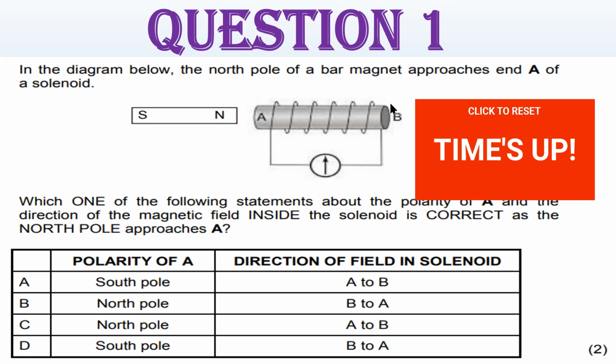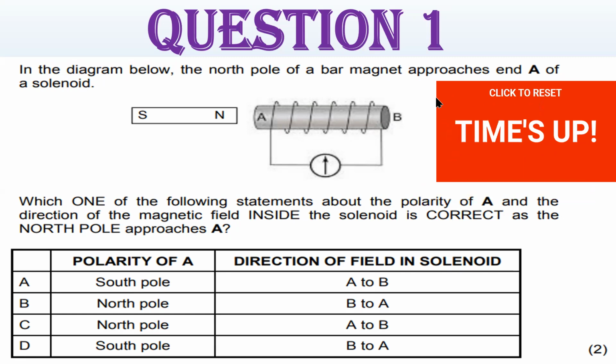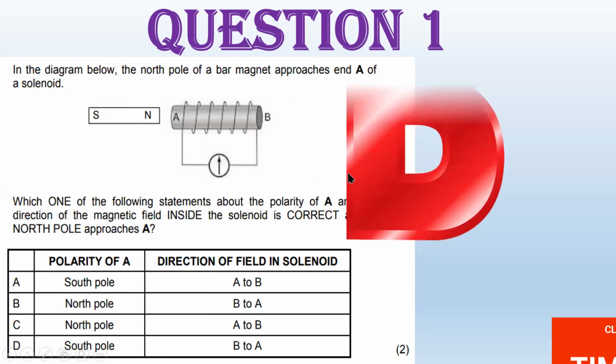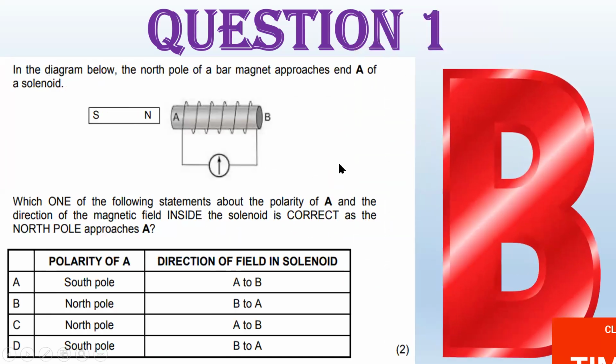All right, time is over. So we are going to continue. We will answer this question together. These are multiple choice questions. And then let's see our answer first. Our answer is B. Why B?